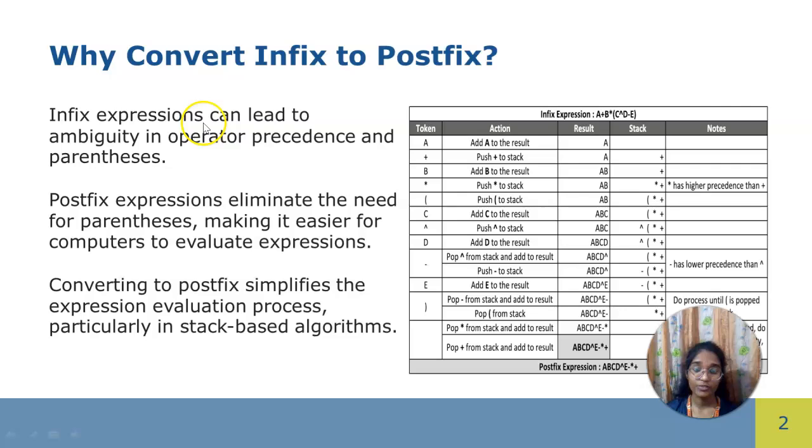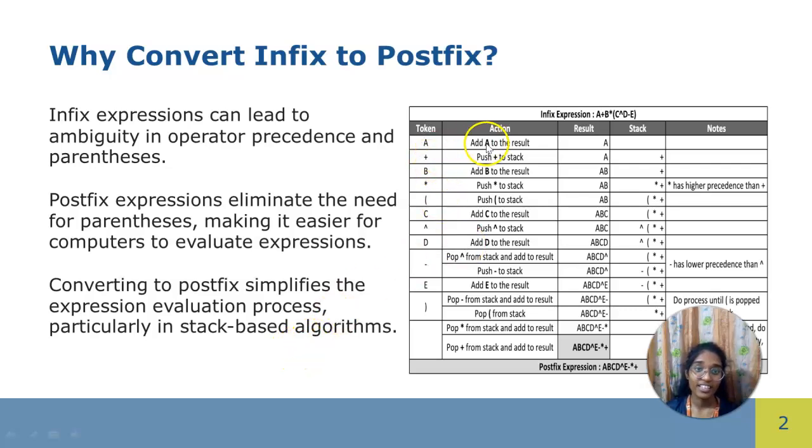Why convert infix to postfix? Infix expressions can lead to ambiguity in operator precedence and parentheses. Postfix expressions eliminate the need for parentheses, making it easier for computers to evaluate expressions. Converting to postfix simplifies the expression evaluation process, particularly in stack-based algorithms.